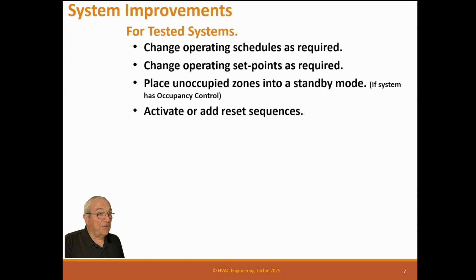Activate or add reset sequences. Many times sequences are incorrect or blown out altogether. And remember, energy efficiency of a system is always based on reset sequences, and so is comfort. So these are what make your building work, and so this is something you're going to input into the system. Activate economizers that are inactive. I think I've said this before, almost every building I've ever been in, the economizers are not working.